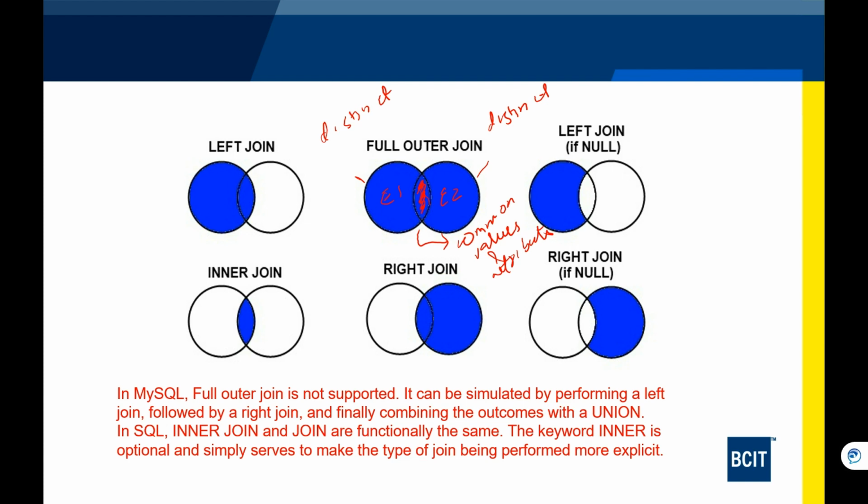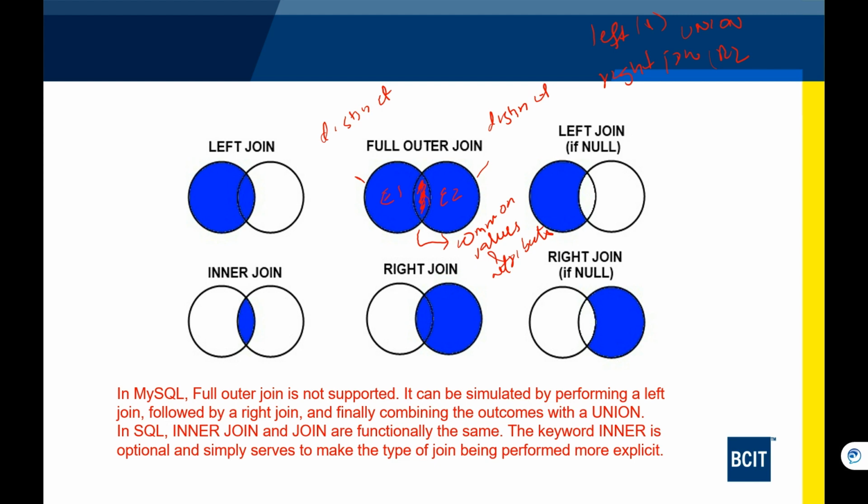In MySQL, we cannot use a full outer join clause. So what we can do is use first a left join, then a right join, and then we use a union in between. Whatever result we receive from the left join and the right join, we combine with a union.